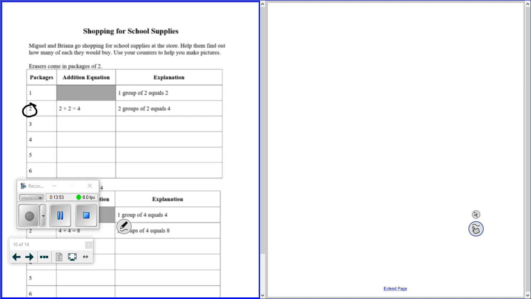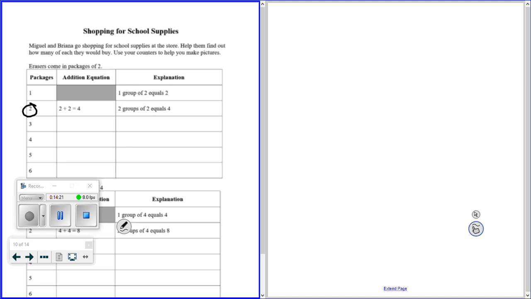Show me what that looks like with your counters. What would 2 packs, and each pack having 2 counters, look like? You can build it on your desk if your counters are on your notebook, or you can build it on your notebook if your counters are in your desk. 2 packages of 2 erasers. Please make your counters all one color, so either all yellow or all red.